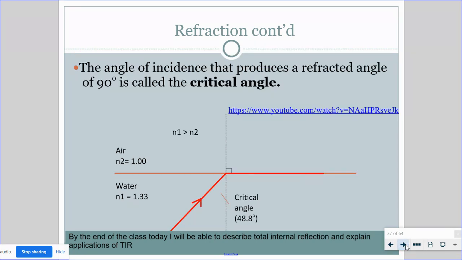So the angle of incidence that produces a refracted angle of 90 degrees is what we call the critical angle. So in this example, we're saying 48.8 degrees is the critical angle. If light comes in on an angle of 48.8 degrees, it will refract straight along the surface.